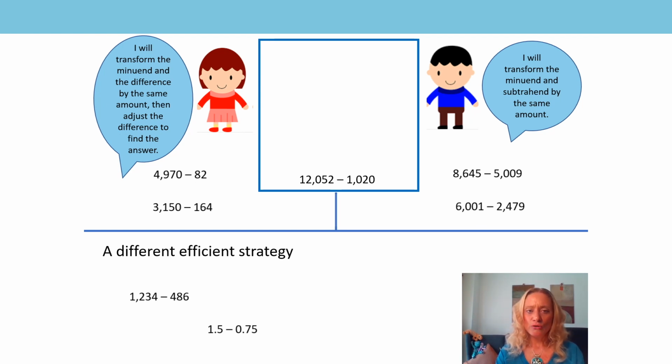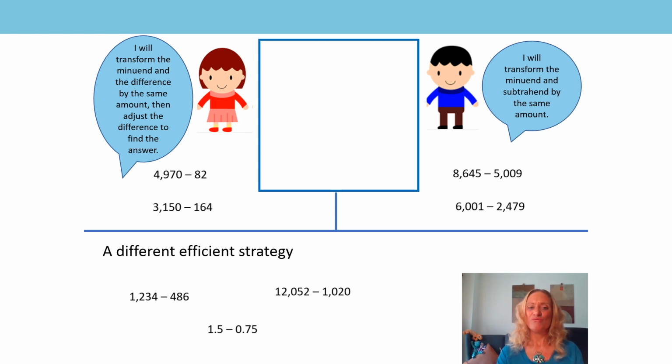And finally, 12,052 subtract 1,020. Oh, what have you done for this one? Would you have used Sam or Ellie's method? No, I'm not sure I would either. I think that would just overcomplicate things. I could use my knowledge of place value, couldn't I, in partitioning? So I can subtract 1,000 from 12,000, and I can subtract 2 tens from 5 tens. Fantastic. So that's a really efficient strategy as well. And some of you might write that in a vertical method, but you could do it just as easily mentally.